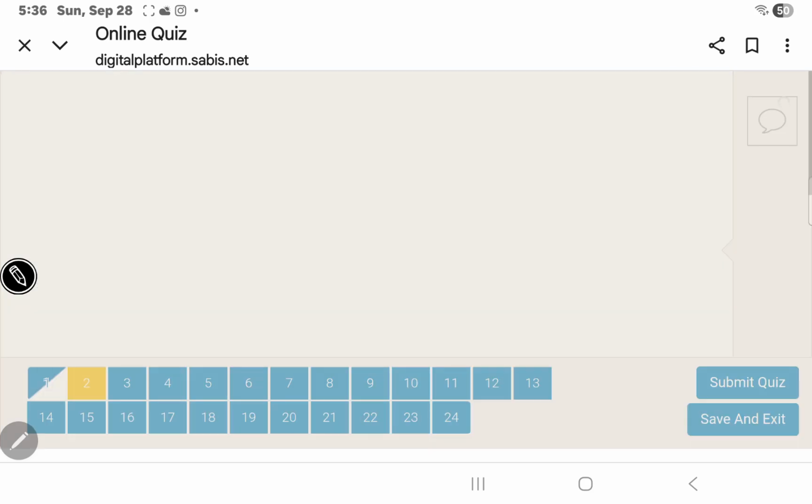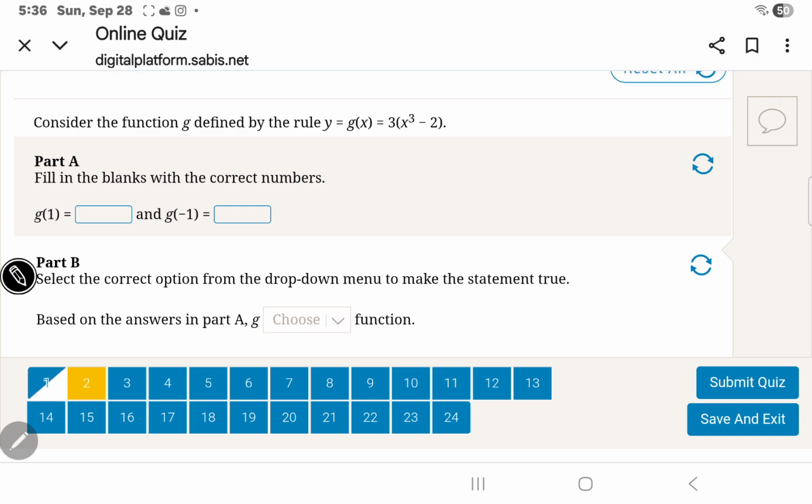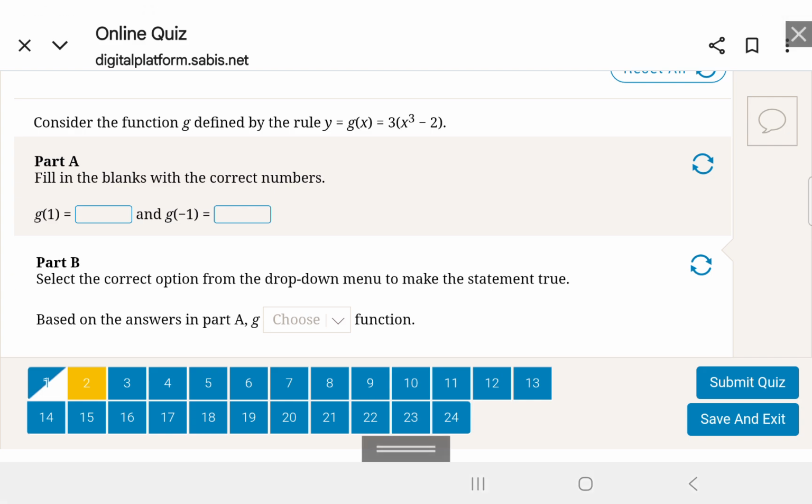Okay. Question number 2. Consider the function g defined by the rule g of x equals 3 times x cubed minus 2. Fill in the blanks with the correct number. G of 1, g of minus 1. So let's calculate these and see.